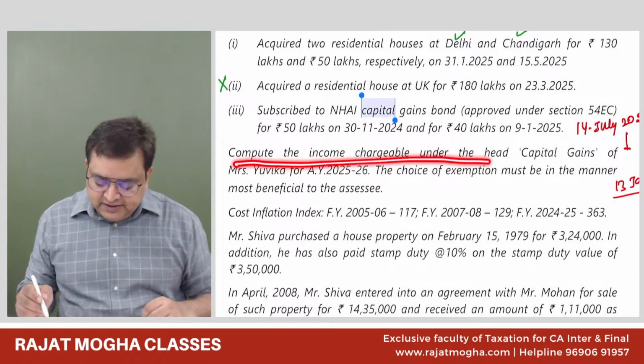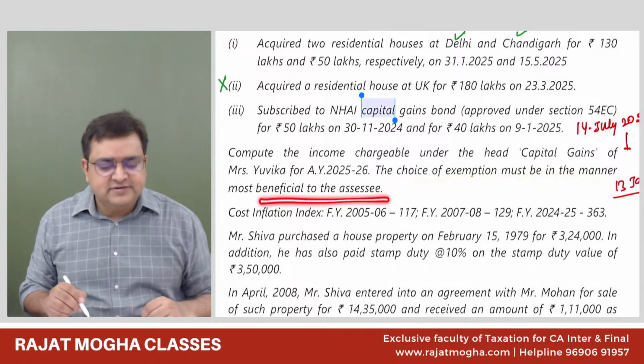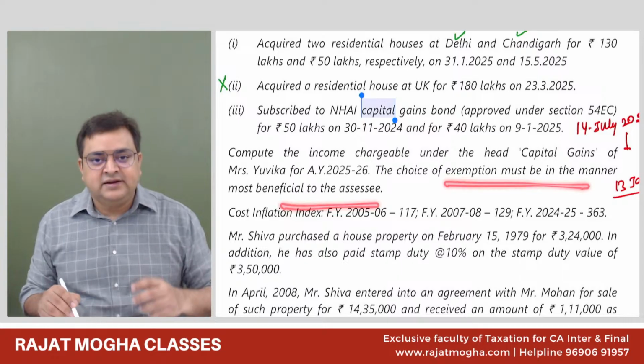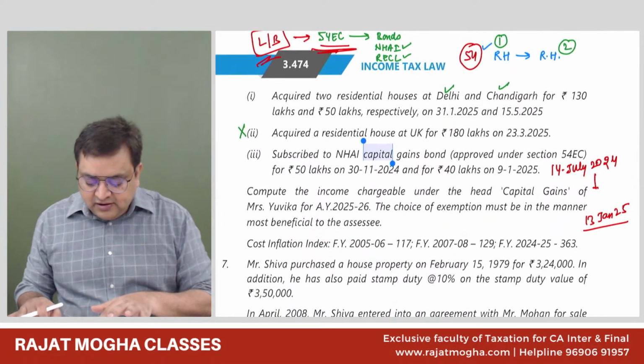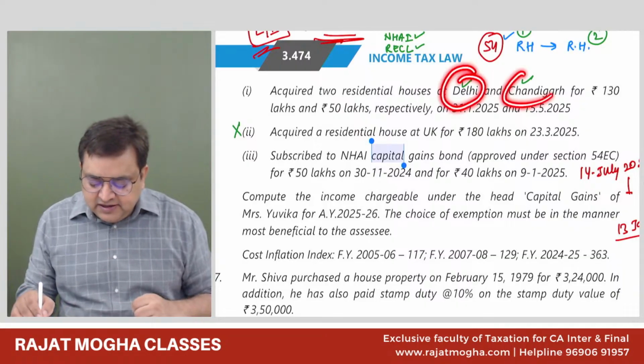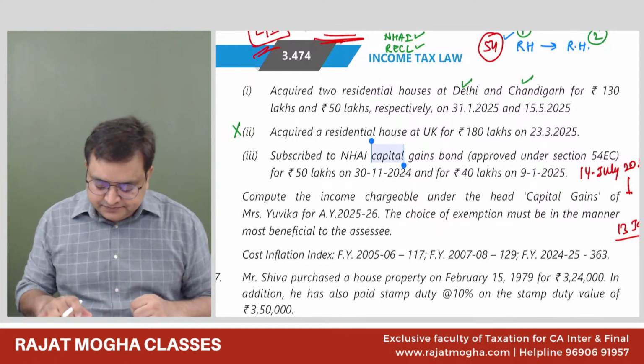Compute the income chargeable under the head capital gain for the assessee. The choice of exemption must be in the manner most beneficial to the assessee. That is the reason why they are giving this statement, that you have to choose the one which will give the maximum benefit. So if we have to choose between Delhi and Chandigarh, we should choose Delhi because it will give maximum benefit to the assessee.